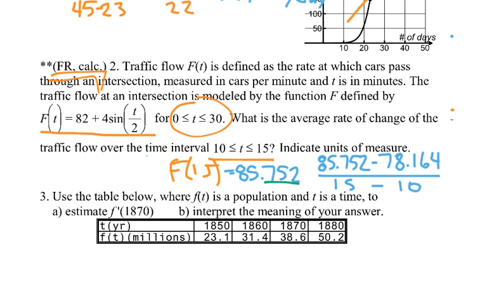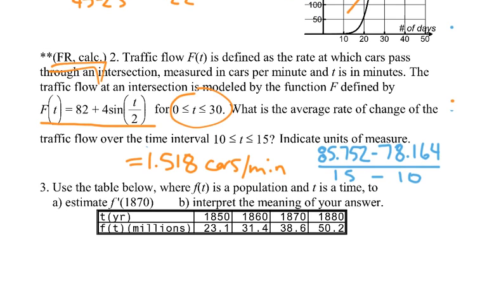I'm going to get rid of this here. The final answer would be 1.518. And then the units of that are cars per minute. So there's an increase in the traffic flow over that time interval. Again, that's an average rate of change.